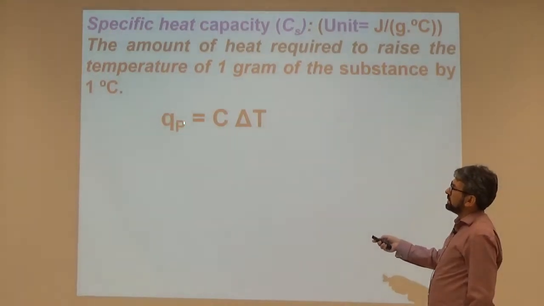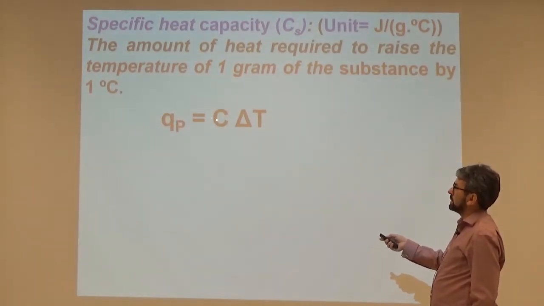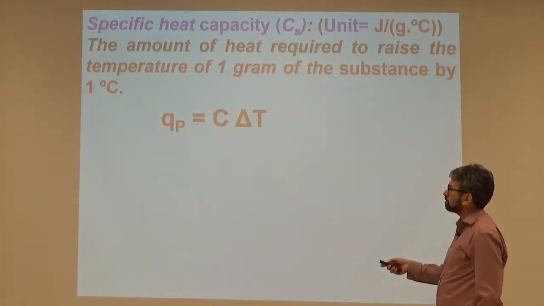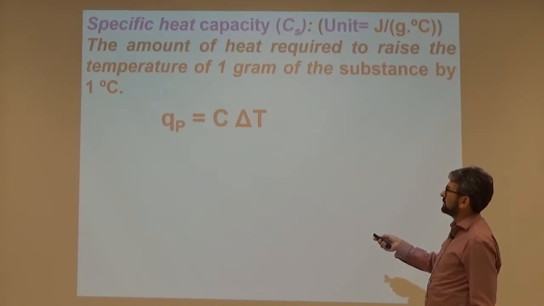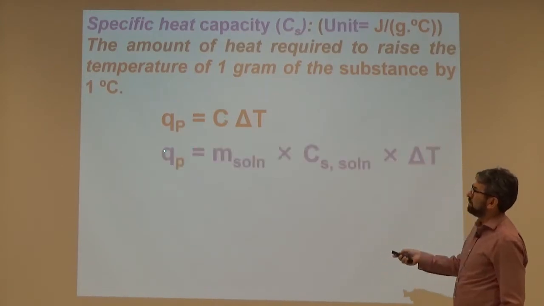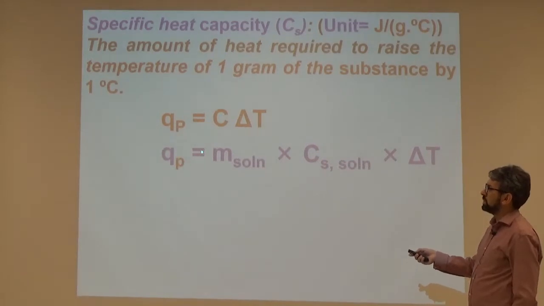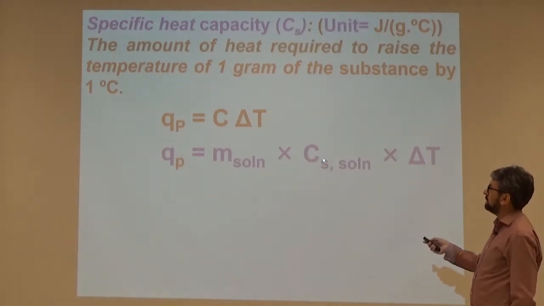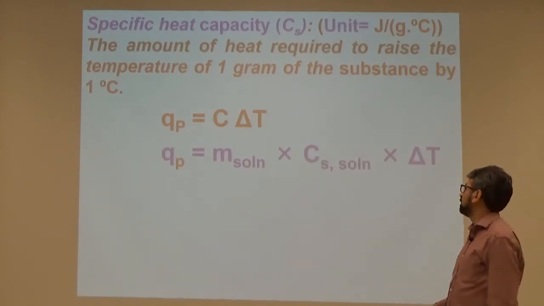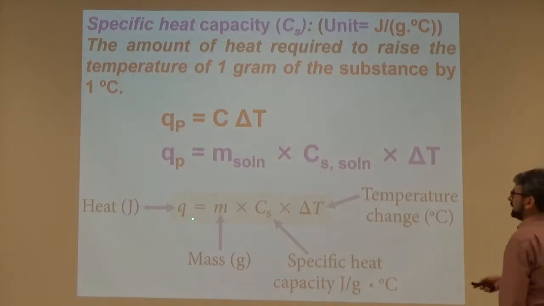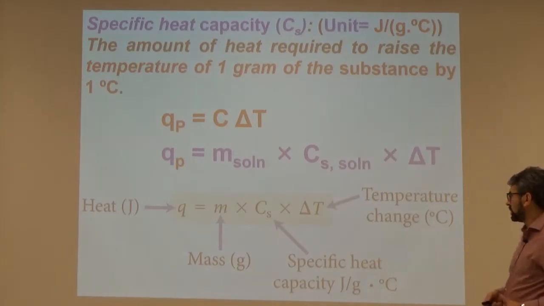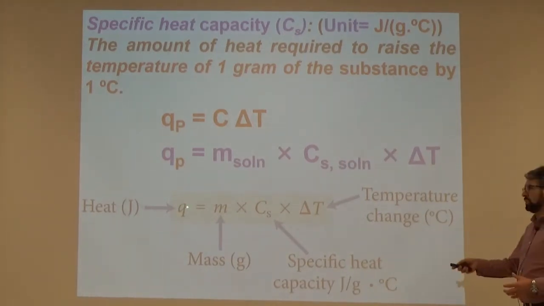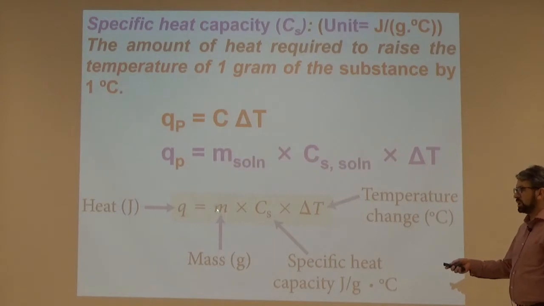So we had heat capacity, with heat equal to C multiplied by delta T. C is the heat capacity, and the mass is hidden in it. So you can break this down to heat under constant pressure equals mass multiplied by specific heat capacity multiplied by delta T. Because heat is an energy, you have to write it in joules or kilojoules. Mass goes with grams.